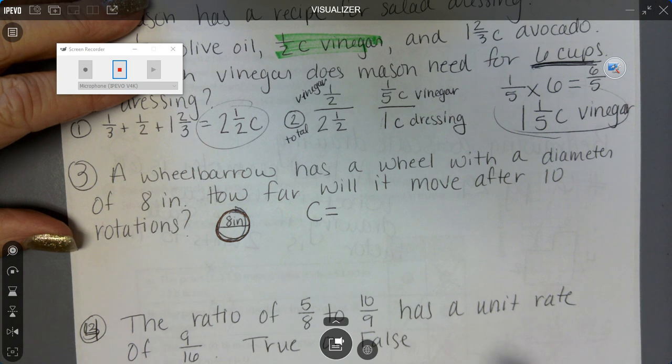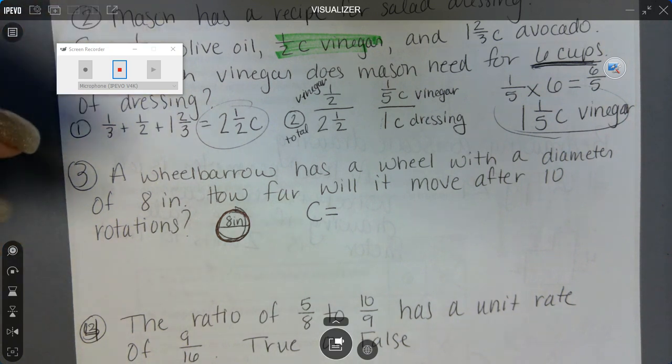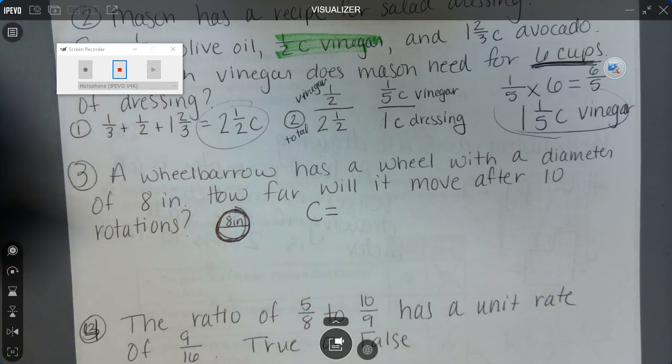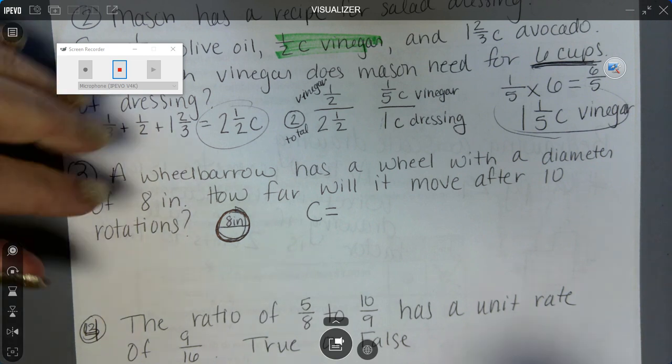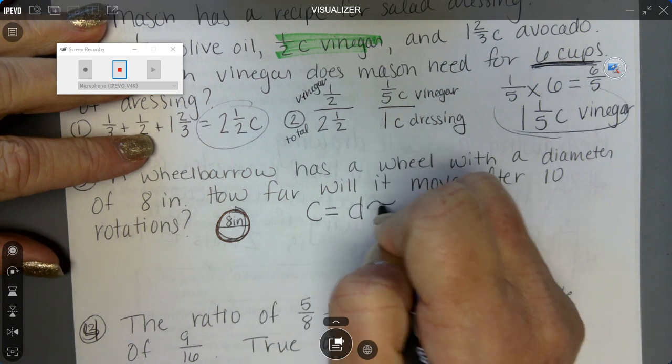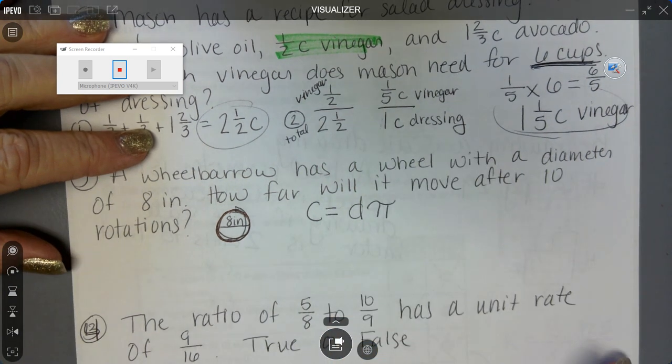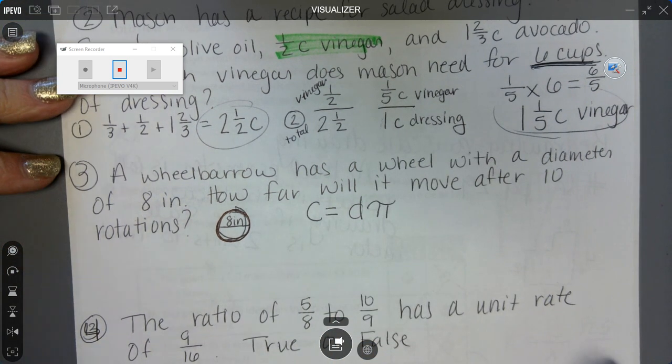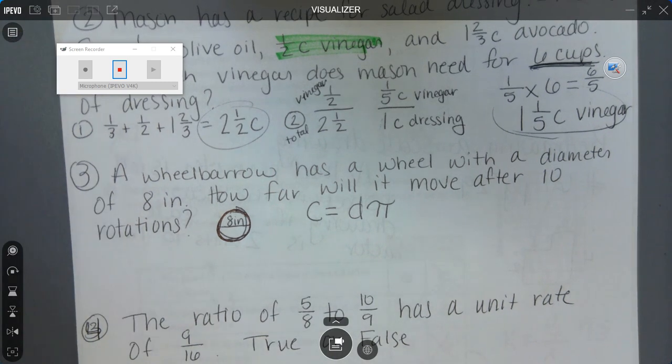C equals R times... oh wait, no. Not quite. Nicole? C equals D times pi. Aha. Circumference equals diameter times pi. If you guys don't have a cheat sheet on that, I strongly recommend that you find one.